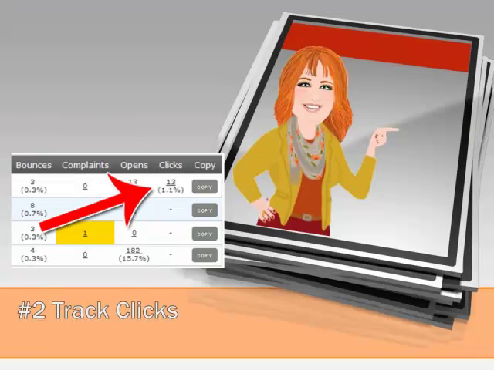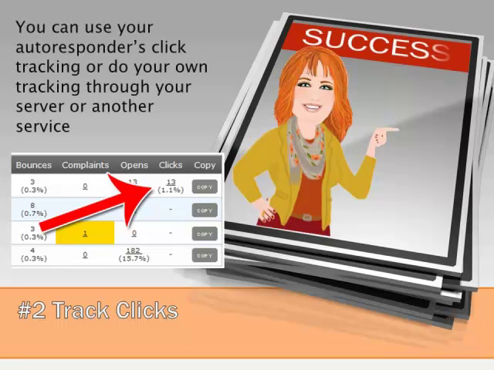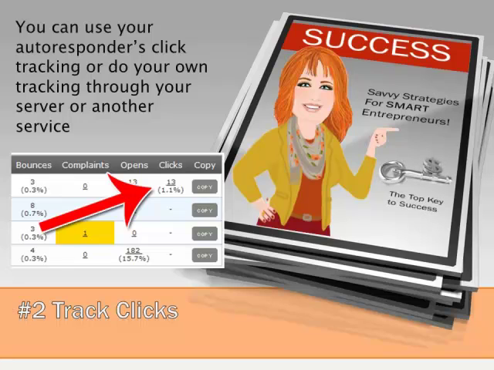The next thing you should take a look at is the clicks that you are getting. And of course, most autoresponder programs do have this kind of tracking as well. The thing is, you want to know how many people have opened and then the percentage of people who opened who actually followed through on what you were saying.